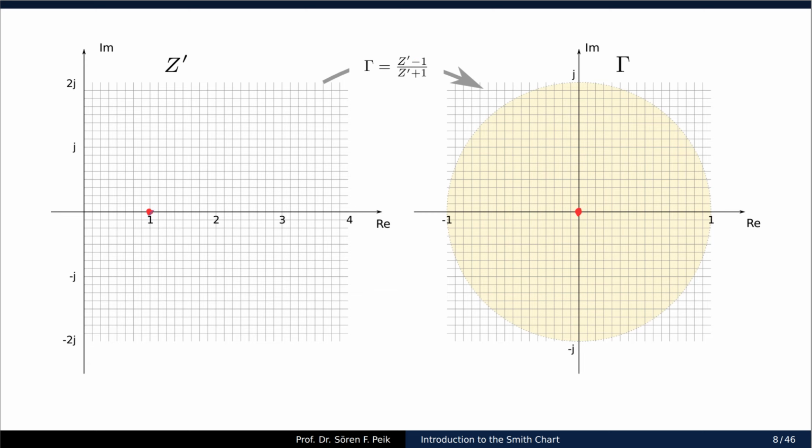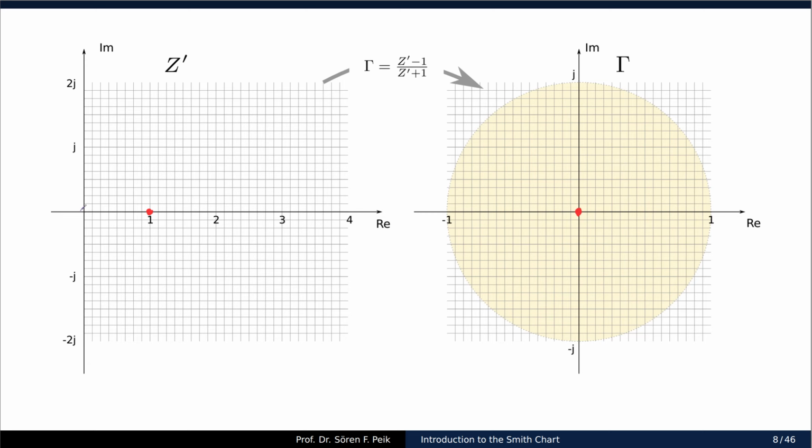When z prime is 1, due to the normalization, that means it has the same value as z naught. So ZL is equal to z naught. That makes it the match point. From the physics side, when gamma is 0, there's no reflection. That means when ZL is the same as z naught, then z prime is 1, and that makes gamma 0. No reflection.